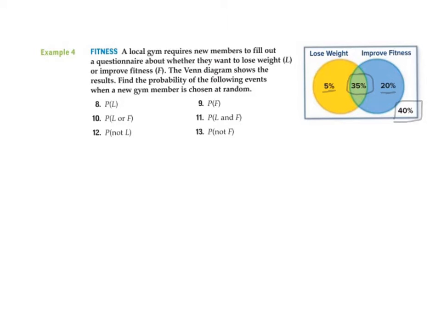So let's have a look at a few of these questions. Let's have a look at number 8 for a start. Question number 8 is how many people want to lose weight? Well, bearing in mind, it's both parts of it. It's the part of the union and the intersection. So you've got the 5 plus the 35. It's already in percentages for you. So that one is purely and simply 40%.